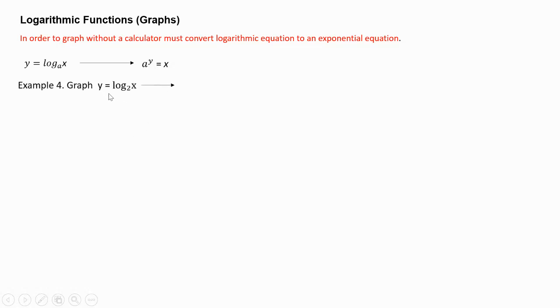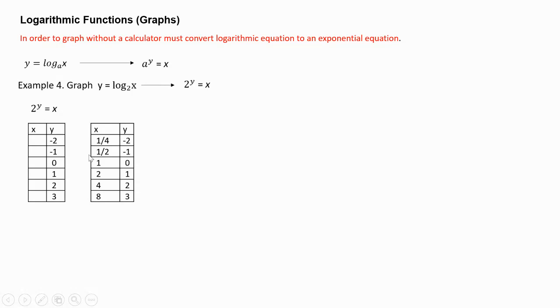So for example, we have to convert it from logarithmic form to exponential form. So this is 2 to the y equals x. Now to graph it, we're not going to plug in the values for x, because it'll be kind of difficult to do that. So we plug them in for y. We're going to use the same values for y, negative 2 to 3, but now we'll be solving for x.